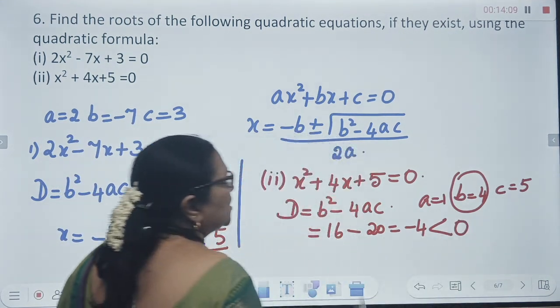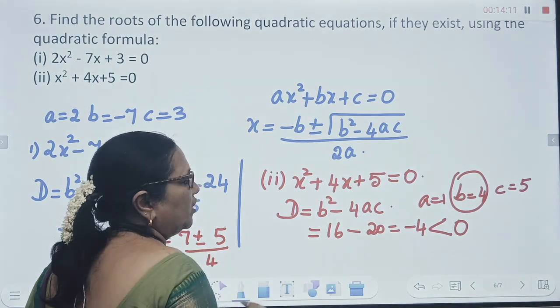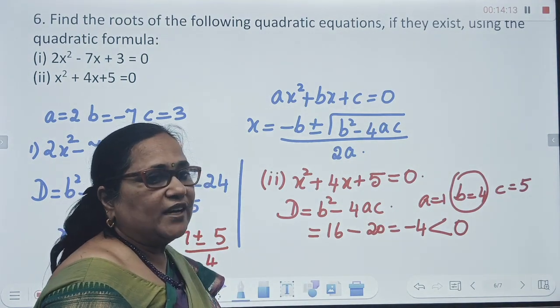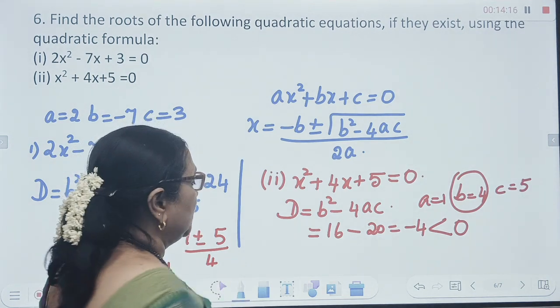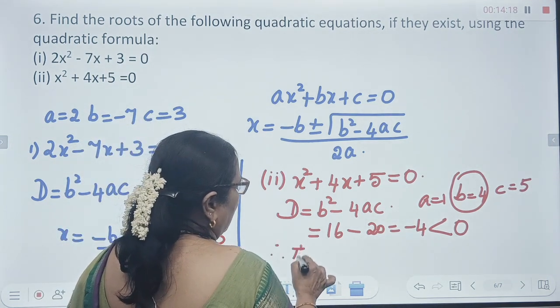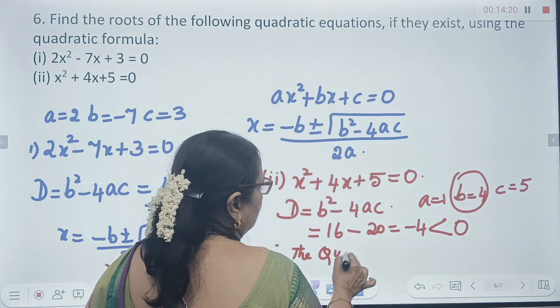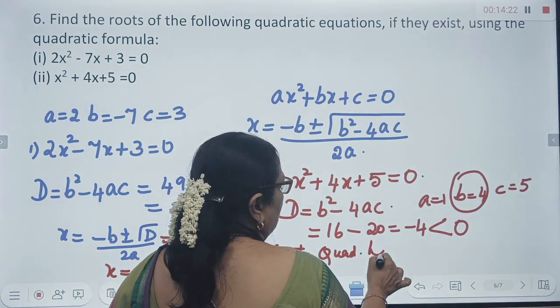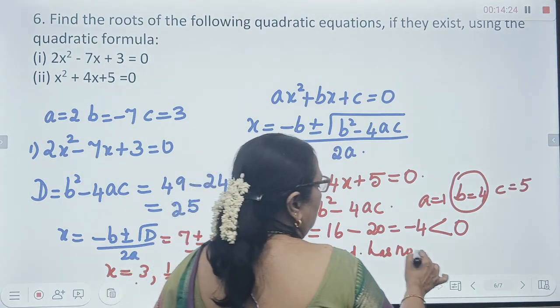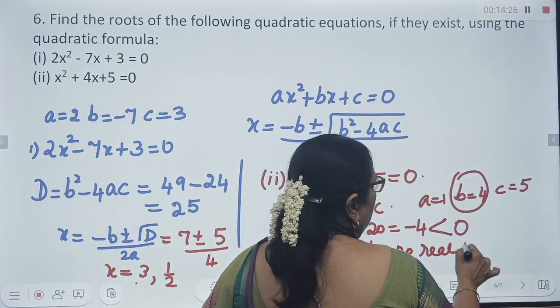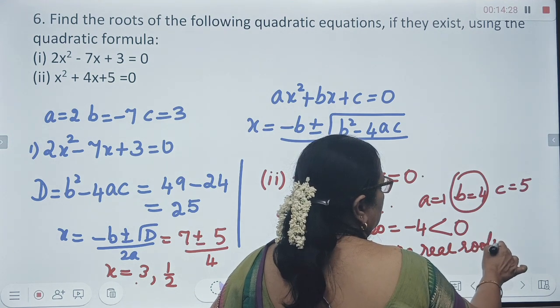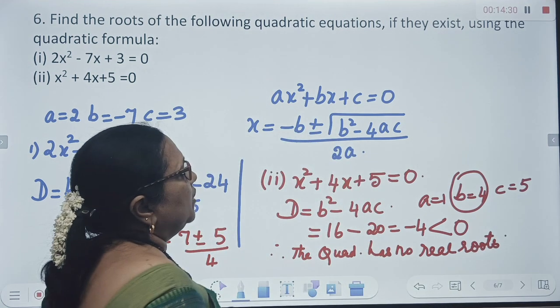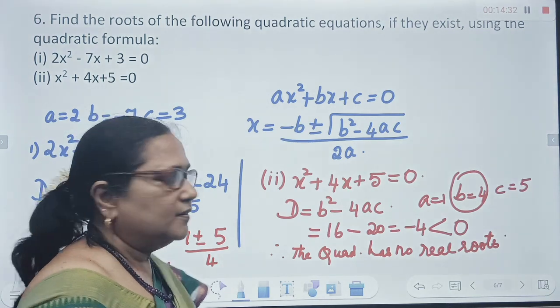If the discriminant is less than 0, you know that you cannot find the square root of a negative number in the real number system. Therefore, the quadratic has no real roots. Has no real roots. Are you able to follow? Is it clear?